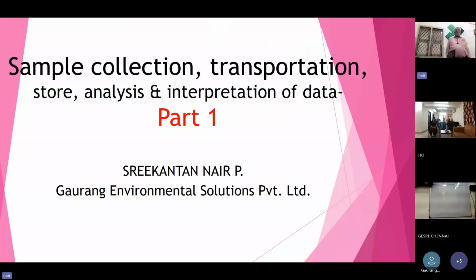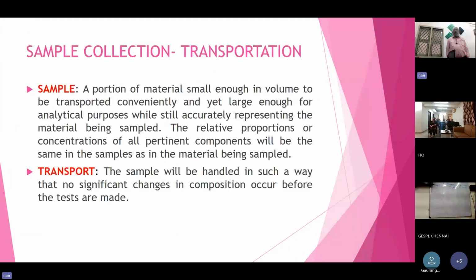Year reports. Therefore, it is not simple to cover in 2 hours. That's why I divided it into two sessions. One is part one. In this part one, we will be covering the sample collection, transportation, and then analysis and interpretation of data will come later on. Because from the sample collection till the transportation, it reaches the laboratory is of prime importance. Let's start from the sample collection.